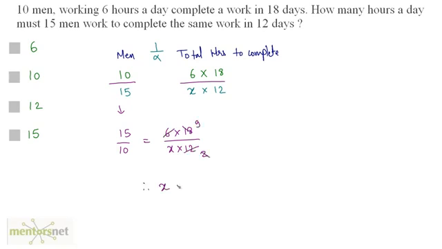Therefore x is equal to 9 times 10 by 15. 5 3s are 15, 5 2s are 10, 3 times 3 is 9. So this is equal to 6. So 6 hours per day is what these men work for. So the answer is option A.